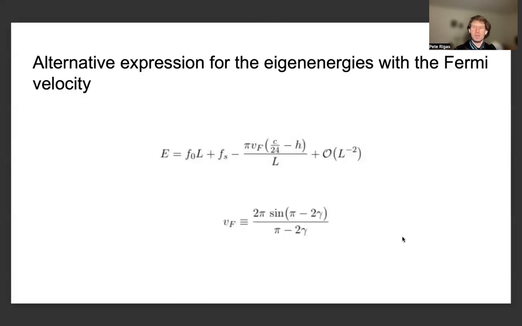And we can also obtain, as is listed in many references in the literature, which is good to include for demonstrating the connections between the eigenenergies and the length of the spin chain, an expression for the eigenenergies in terms of f naught, which is some force term, times the length, plus fs, which is another force term, minus a term normalized by the length of the chain that's proportional to the Fermi velocity, which is given by a sine function defined in the second line here, plus higher order terms, which are given by big O of the reciprocal of L squared.